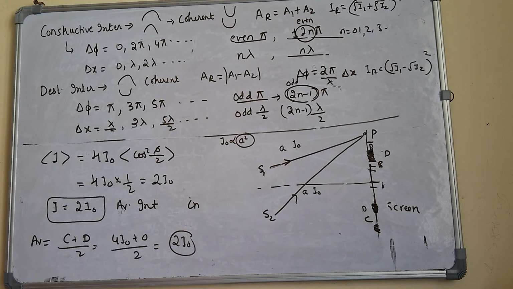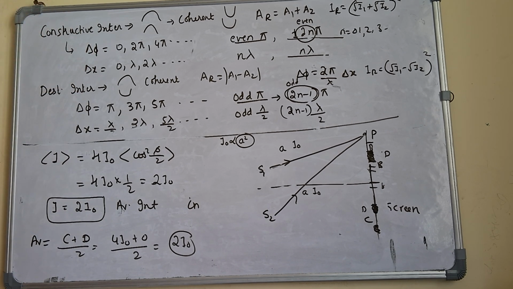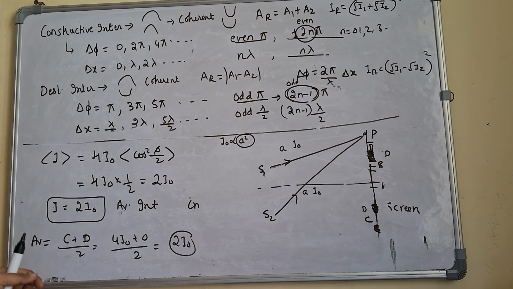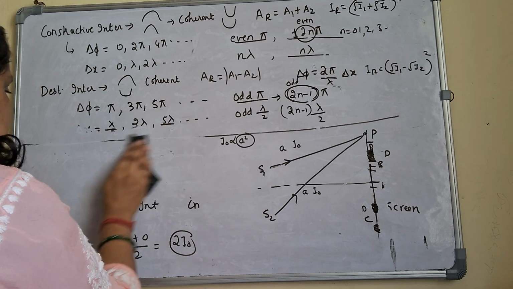More of this we will study in the next video. Now this is very, very important. I hope this part is clear. This picture should be in your mind: even pi, odd pi, n lambda, odd lambda by 2. You can remember it either way, it's fine with me. Now quickly, let's take one numerical.